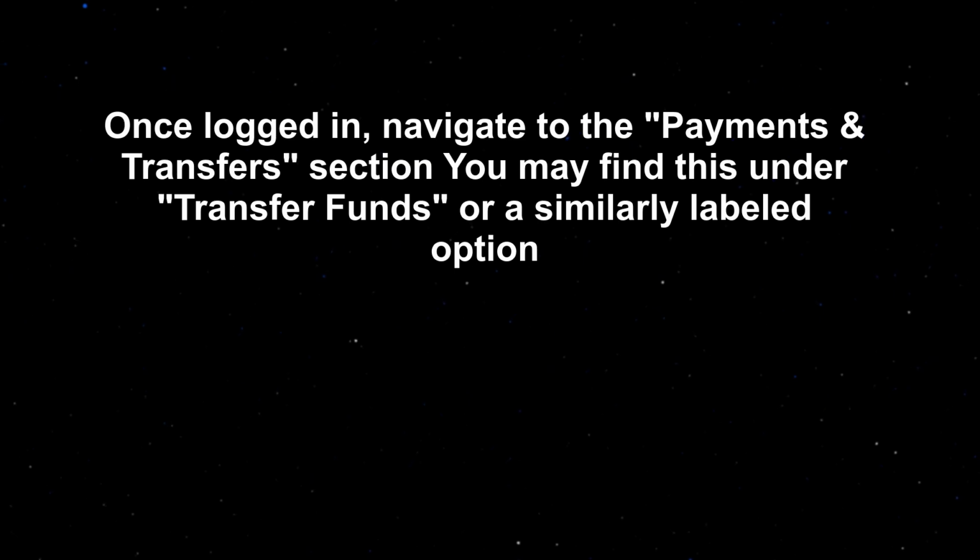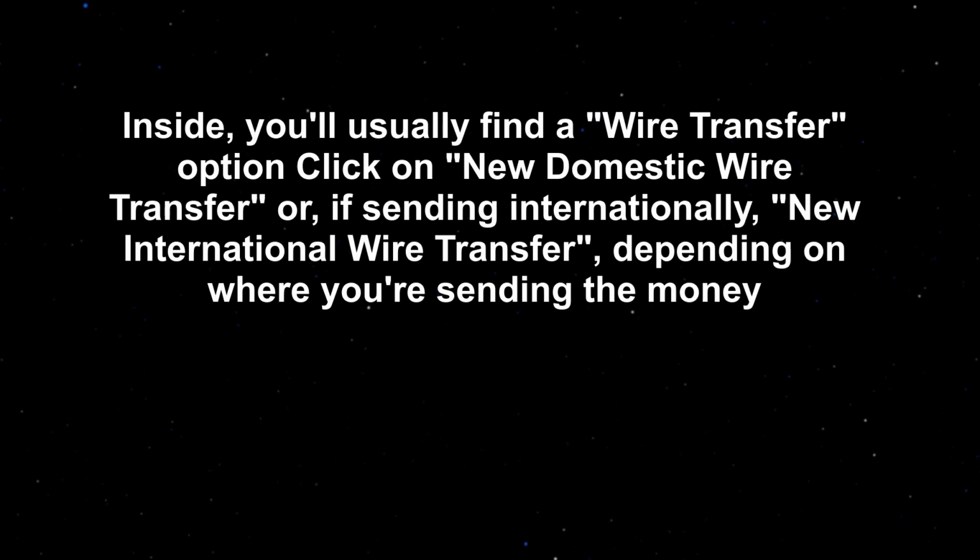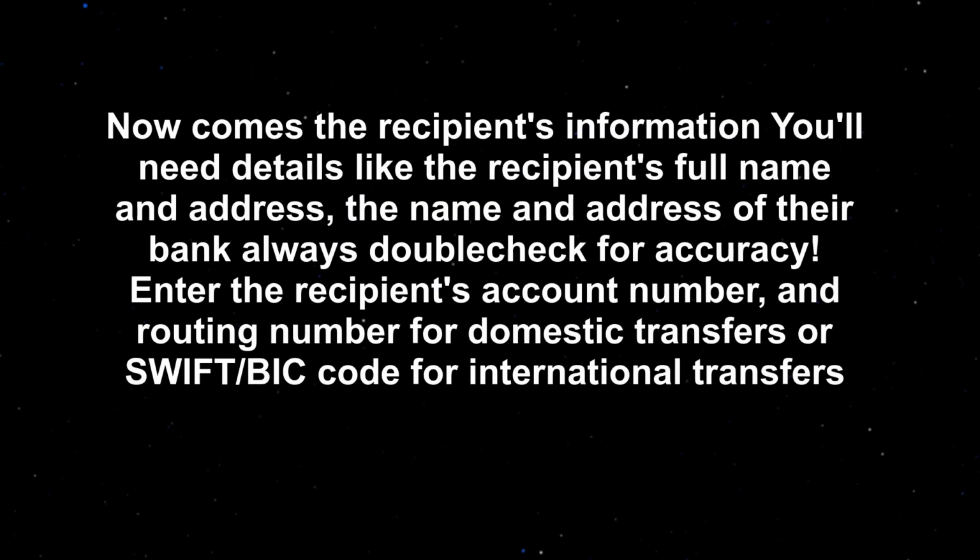Once logged in, navigate to the Payments and Transfer section. You may find this under Transfer Funds or a similarly labeled option. Inside, you'll usually find a wire transfer option. Click on New Domestic Wire Transfer, or, if sending internationally, New International Wire Transfer, depending on where you're sending the money. Now comes the recipient's information.